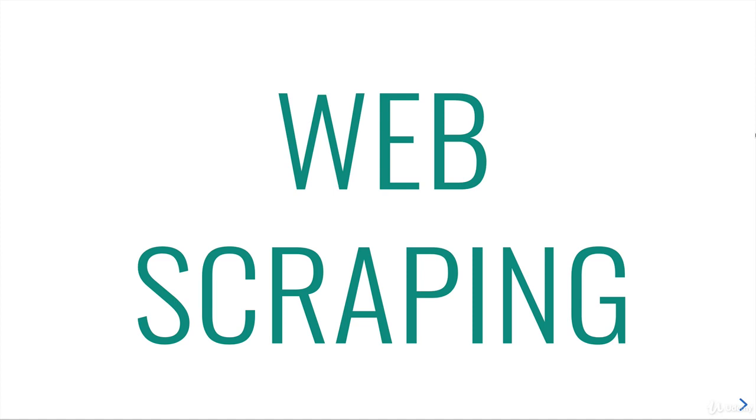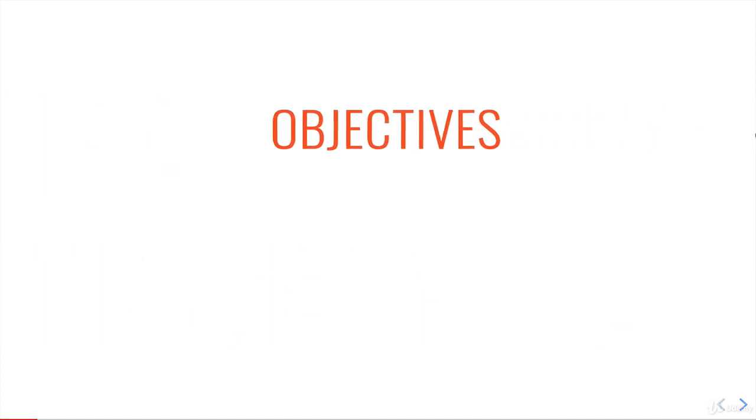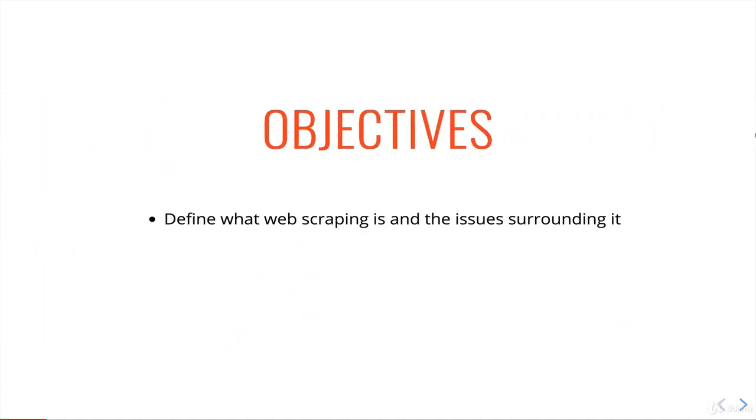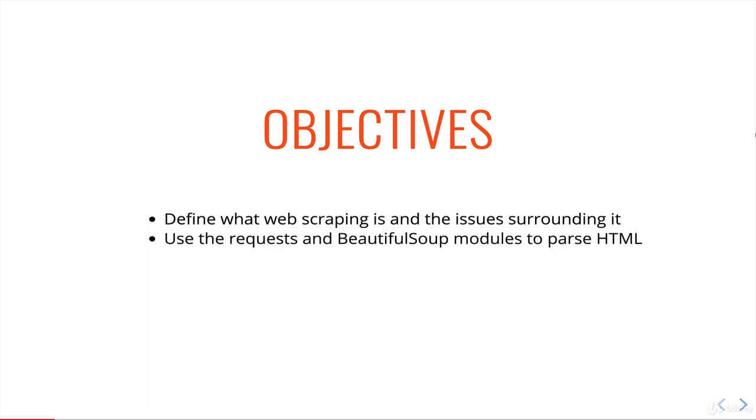So before we actually talk about what that is, what it means, and dive into the code, let's just quickly run through our objectives, as always. There's only a couple. First, we want to define what web scraping actually is, and we'll talk about some of those issues around it. We'll then dive into code and use both the requests module that we've already seen and something called Beautiful Soup, which we haven't seen, and we'll use them together to download and parse HTML. Then we'll explain and go over some common issues with web scraping.